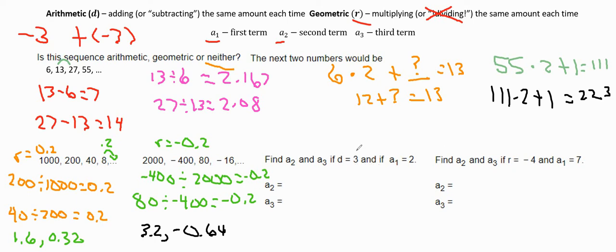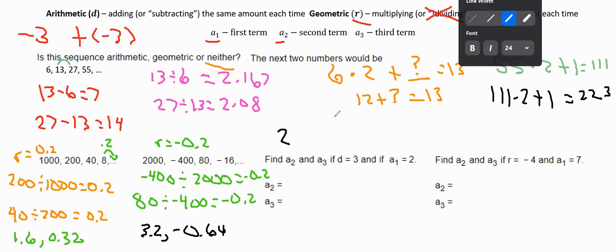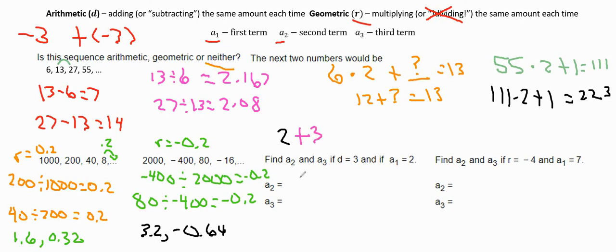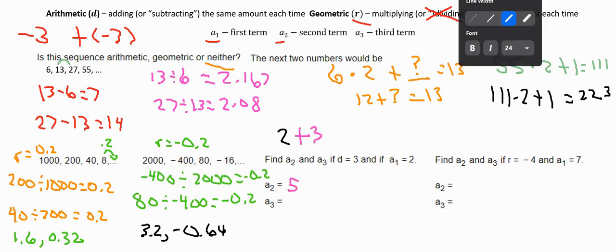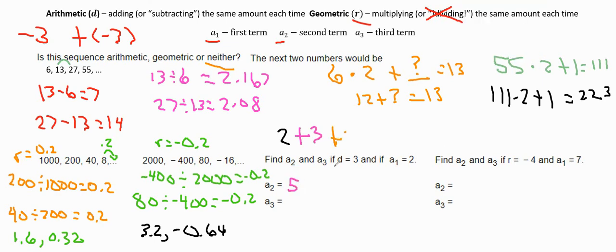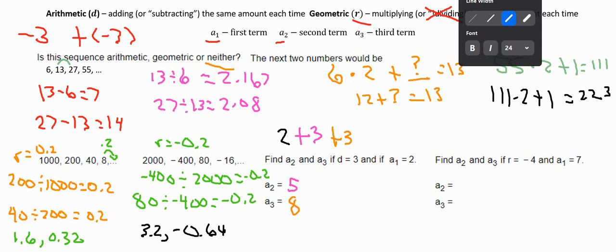If the difference is 3 and A sub 1 is 2, that just means that to find the next number, we're going to add 3. Okay, that's going to be 5. And then to find the next number, we're going to add 3 again. So 5 plus 3 is 8. That's all you have to do for it. Deceptively easy. This is more about notation than difficulty.